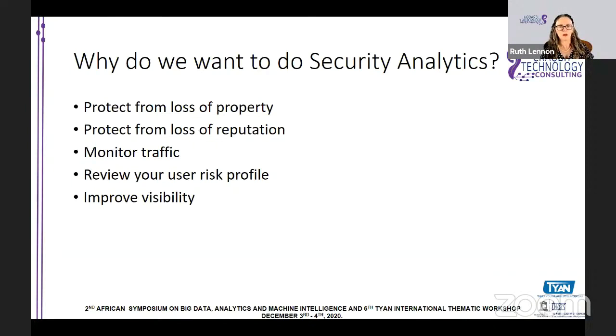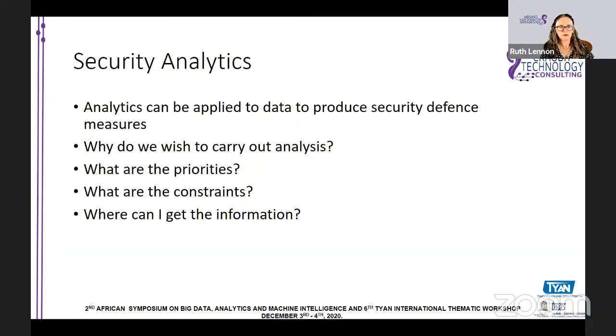What kind of problems do we bring? How can we be more aware? And how can we look at what's going on so that we can solve these problems? So that's a two-pronged approach. So in the security analysis, we can apply security to produce better defense measures. And this is only one aspect of cybersecurity, but it's a very strong aspect and it's a growing aspect.